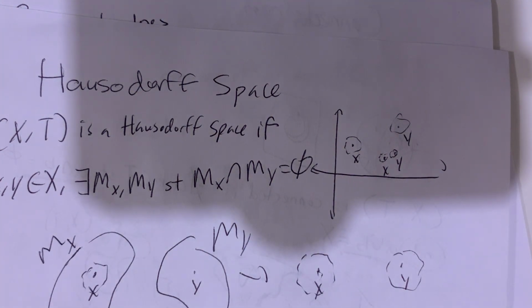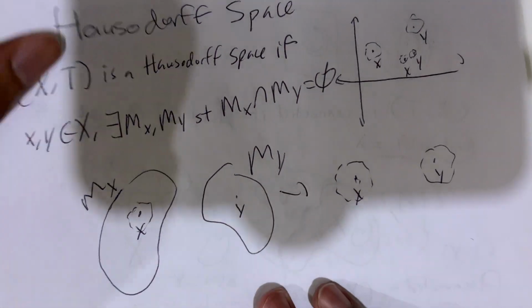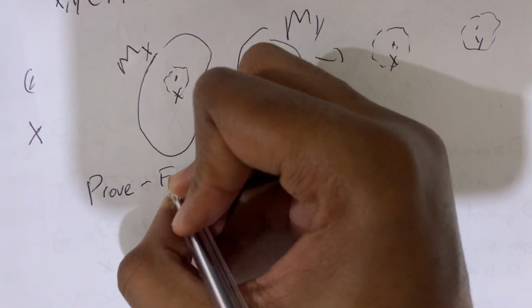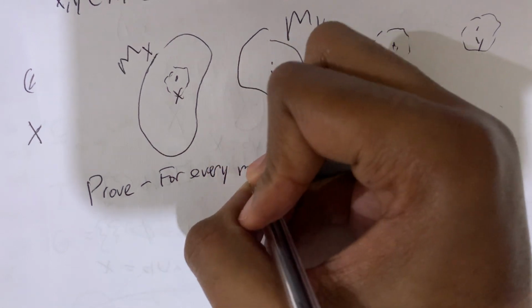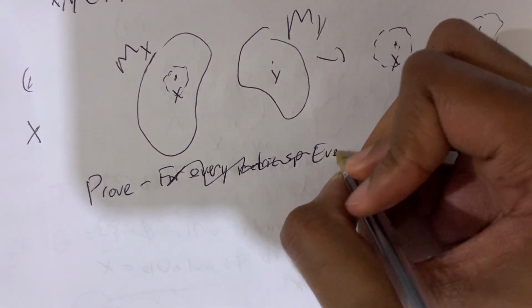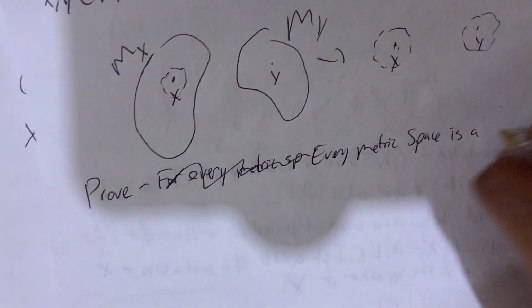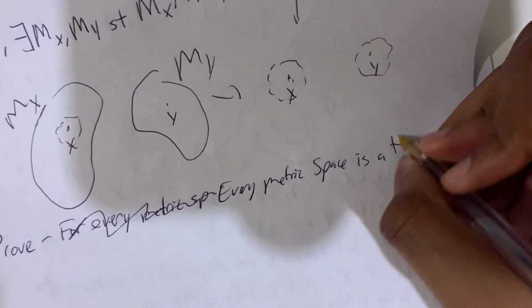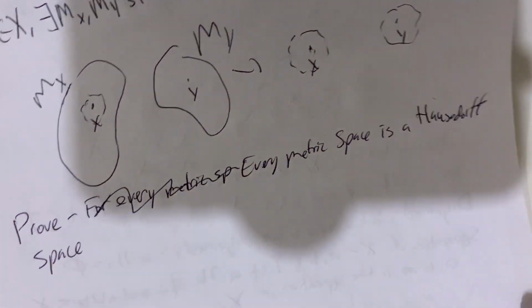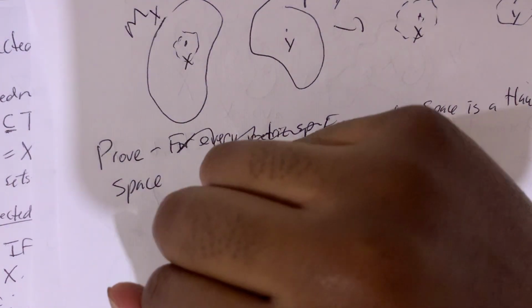Let's prove that. So we want to prove that every metric space is a Hausdorff space. Let's prove that. Okay, so let us start.